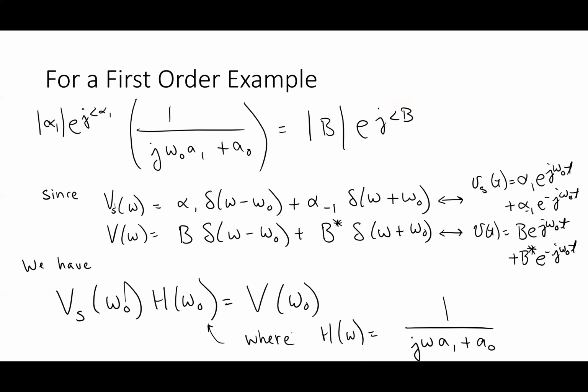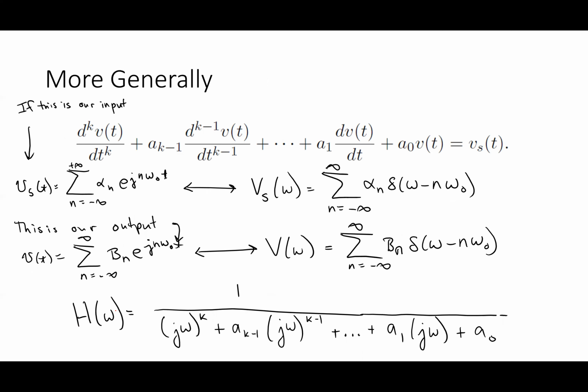All right, so carrying this through, for my first order example, the transfer function came straight away from the differential equation. And I see that I can relate the coefficient of the Fourier transform of the output at omega naught to the Fourier transform coefficient of the input at omega naught through this thing called the transfer function. Okay. So this is maybe the key thing to take away.